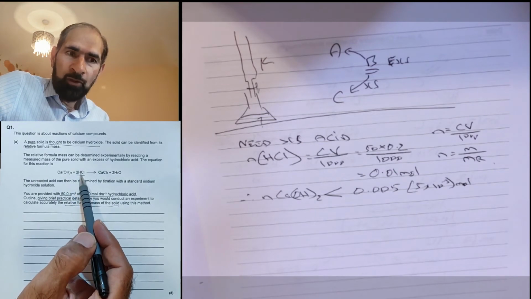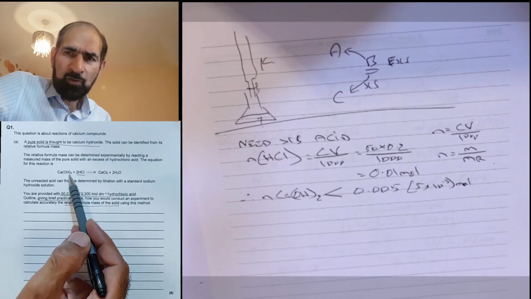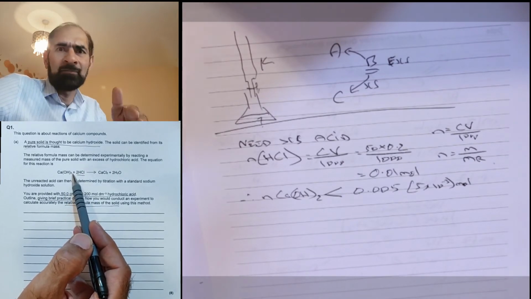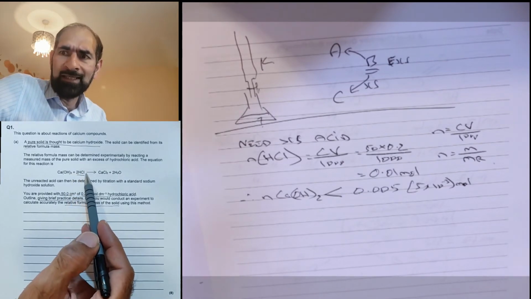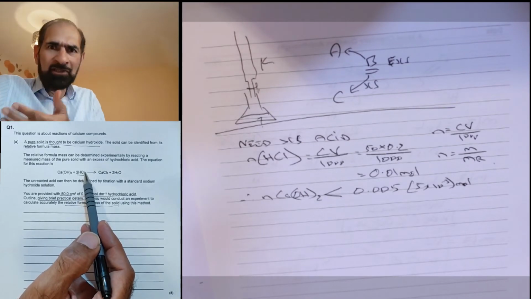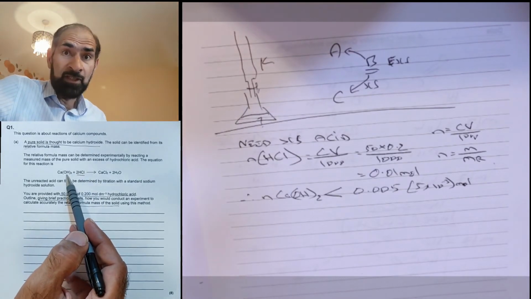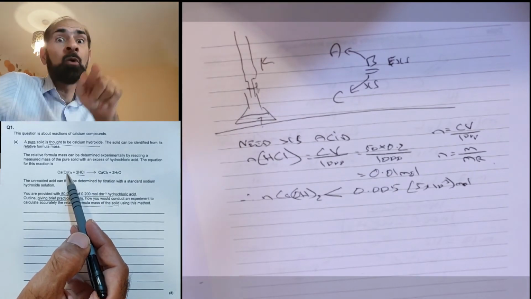So if I have 0.01 mole of this and I have 0.005 of this, they both will just react completely and neutralize each other. I will not have any excess HCl left, and therefore I will not have any to titrate with my back titration. So I need this to be 0.005 moles or less.